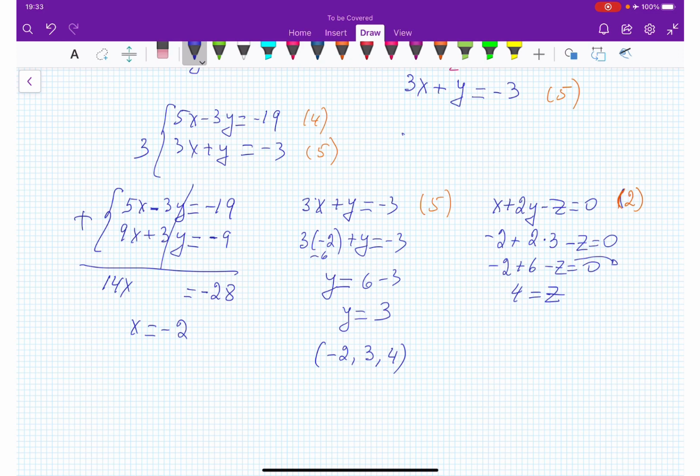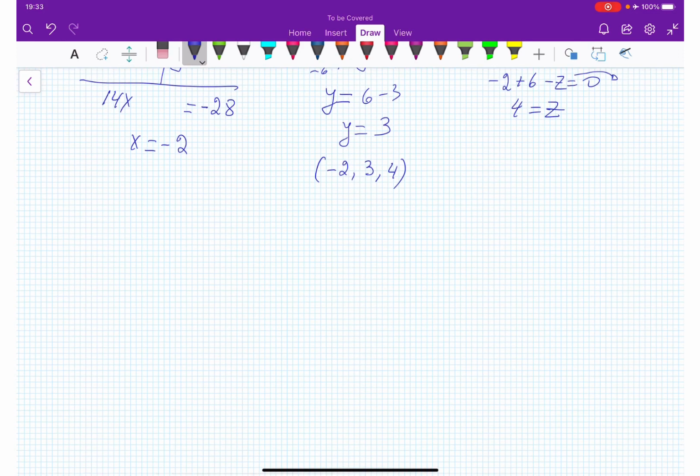Question number 8. It's going to be 5x plus y equal negative 2. X plus y minus z is equal negative 6. 4x plus 2y plus z is equal 0.